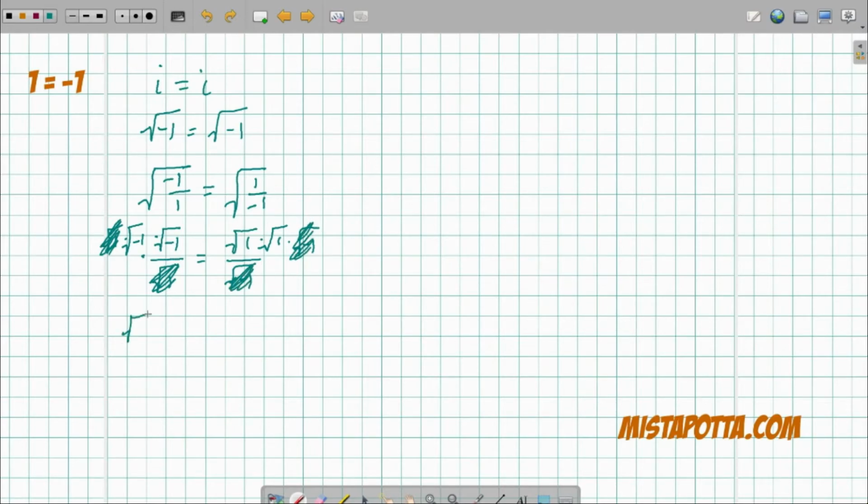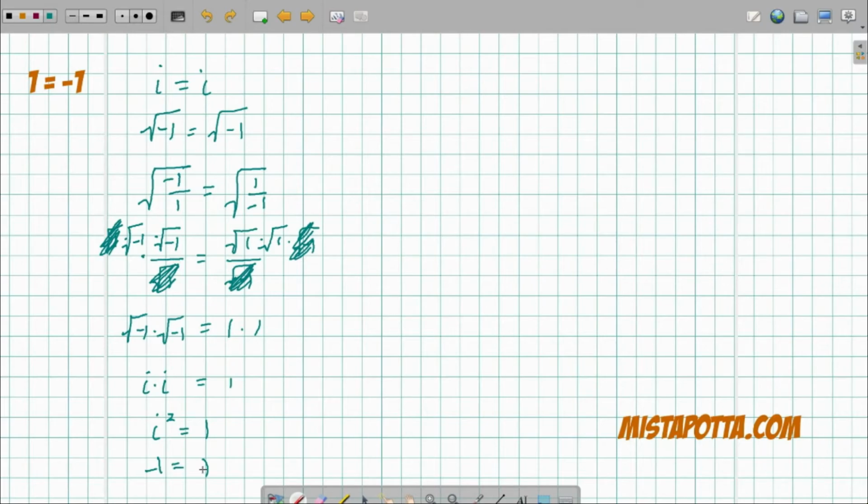And so I end up with the square root of -1 times the square root of -1. Well, that's really just i times i. And over here I've got 1 times 1, which is 1. So I end up with i squared equals 1, or -1 equals 1. Just using the properties of algebra that we've learned, just doing the same thing to both sides of the equation, we can prove all of these things are amazing.